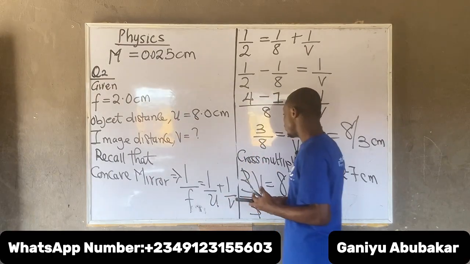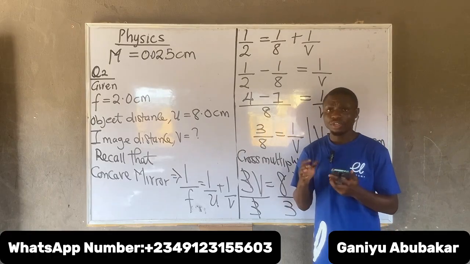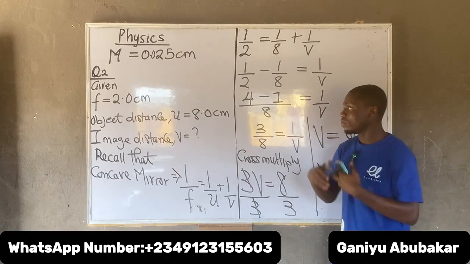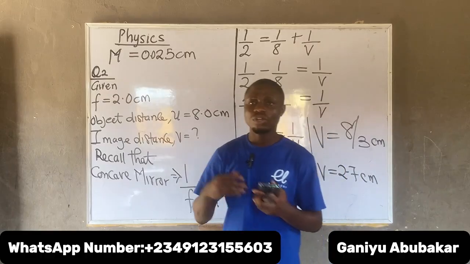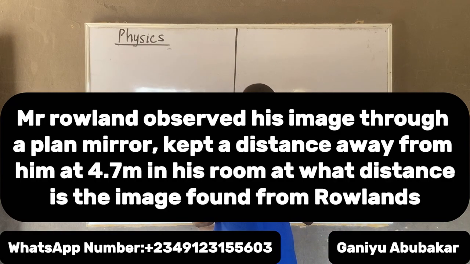So this is how you solve question 2, as you can see on the board. Let's move on to solve question 3 and see how this concept works. Question 3 says, Master Wanland observed his image through a plane mirror. He kept a distance away from him at 4.7 meters in his room. At what distance is the image from Wanland's eye?